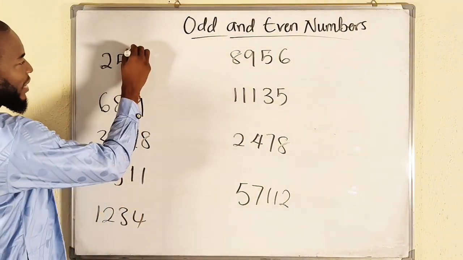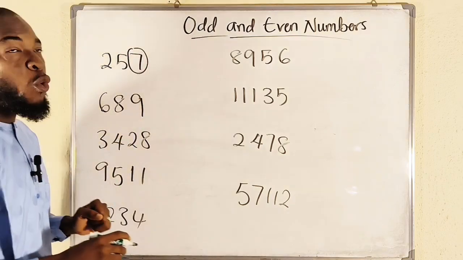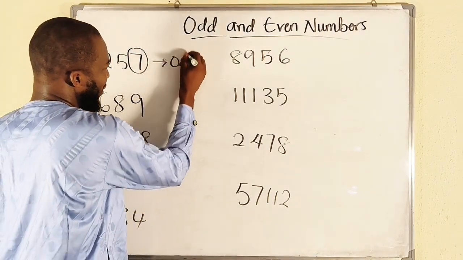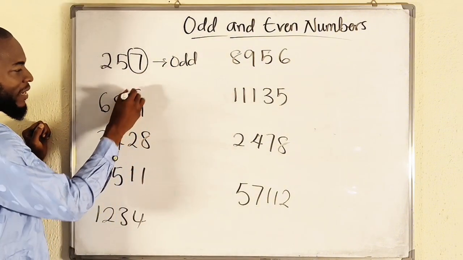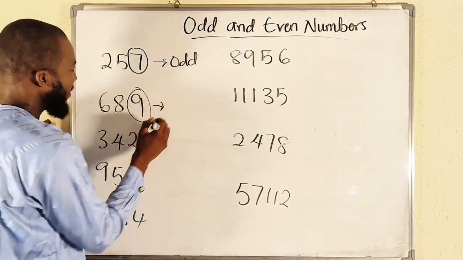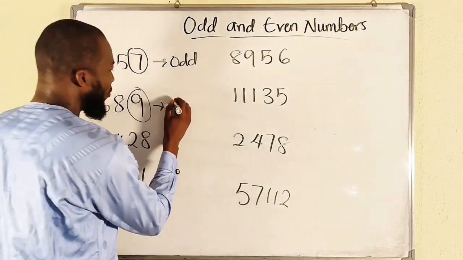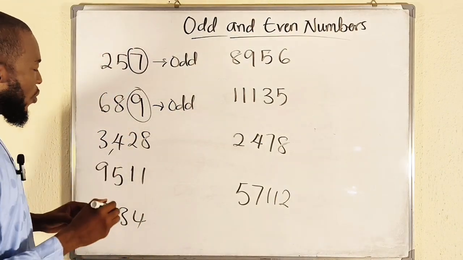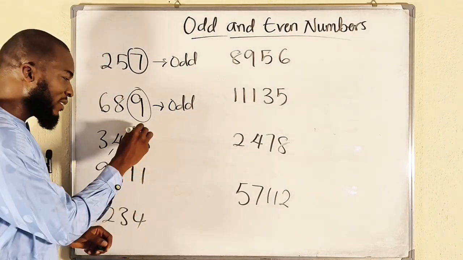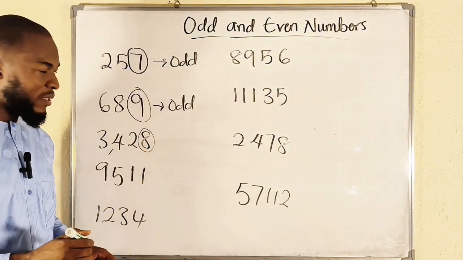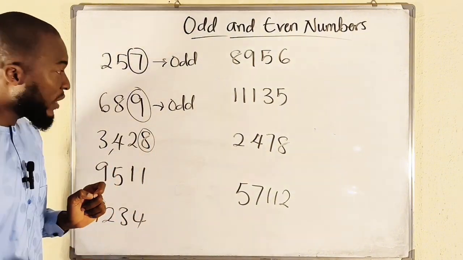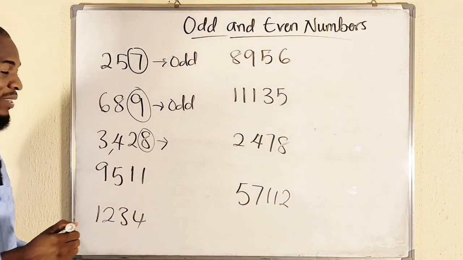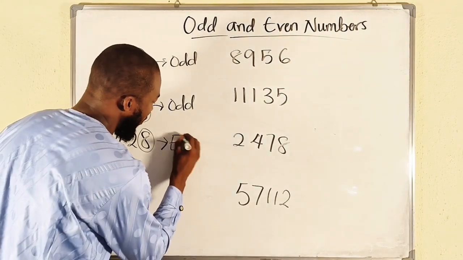So what is 7 here? 7 here is an odd number. Therefore, 257 must be odd. 9 is an odd number. Therefore, the entire 689 is an odd number. 3,428. 8 is the unit digit. And 8 is an even number, sorry. So the entire 3,428 is even.